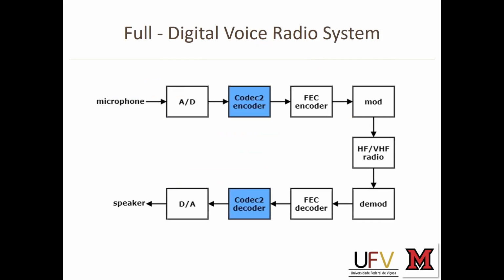So just so you understand the full digital voice radio system, where the blue boxes have the Codec2, you have a microphone, we do A to D conversion, then it gets compressed, then sent over some sort of radio, modulated, demodulated, comes back in, and then the codec decoder recovers the signal, and then we can play that sound on a speaker. So that's the pathway.